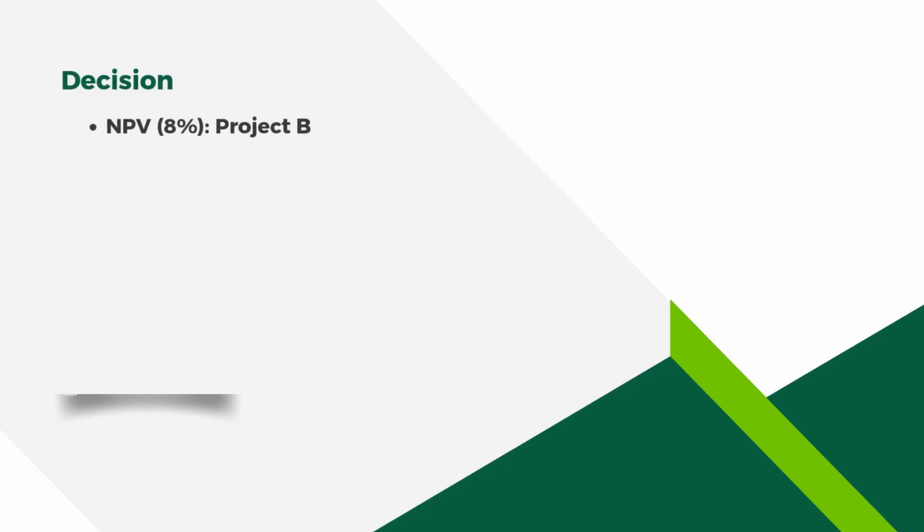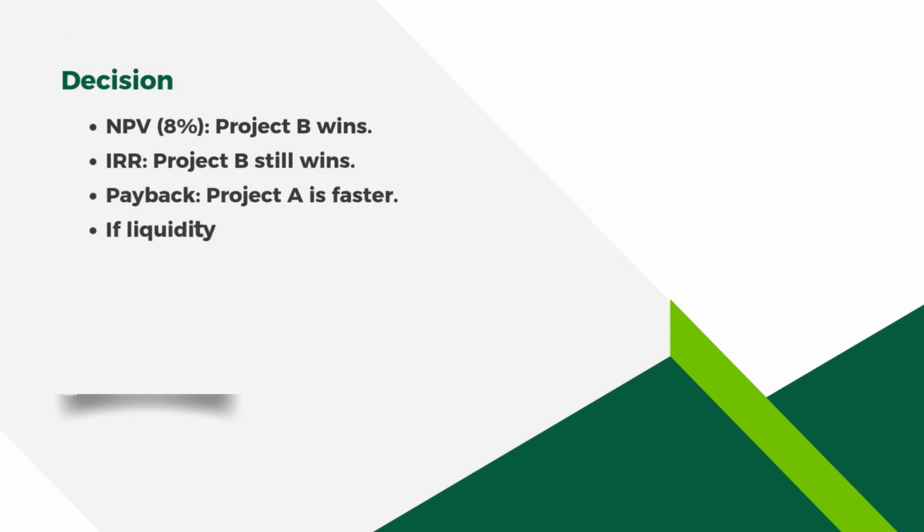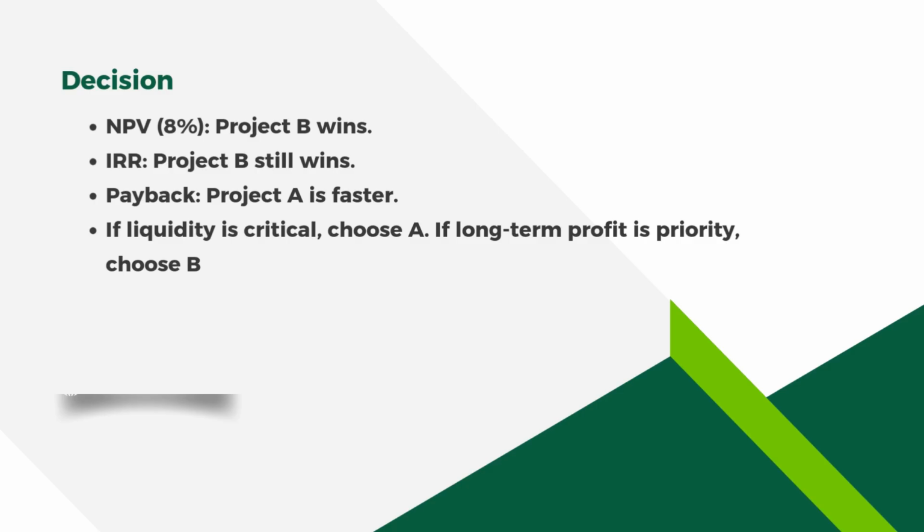Decision. NPV at 8%: Project B wins. IRR: Project B still wins. Payback: Project A is faster. If liquidity is critical, choose A. If long-term profit is the priority, choose B.